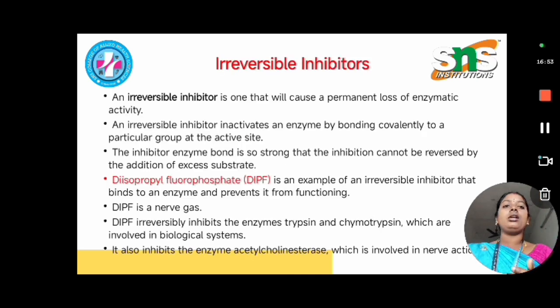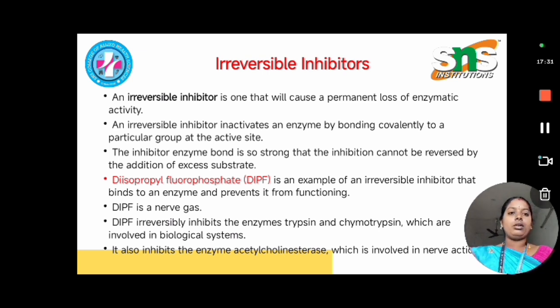Reversible inhibition is over now. We have seen reversible inhibitors: competitive, uncompetitive and non-competitive inhibition. So coming to the irreversible inhibitors, as I said before, they cannot be reversed back to the normal state, and they cause permanent loss of enzyme activity. This irreversible inhibitor inactivates the enzyme by bonding covalently, a strong covalent bond. The inhibition is so strong that it cannot be reversed by the addition of excess substrate.